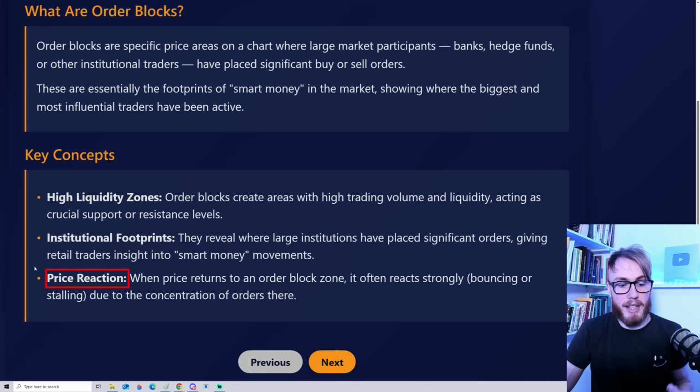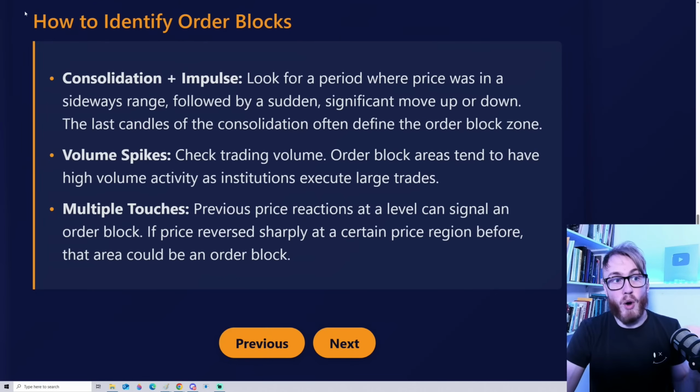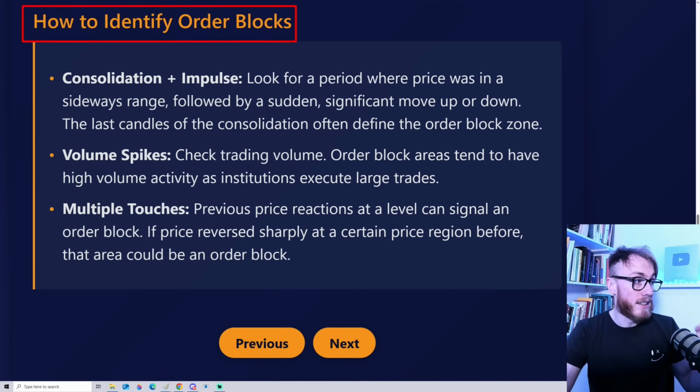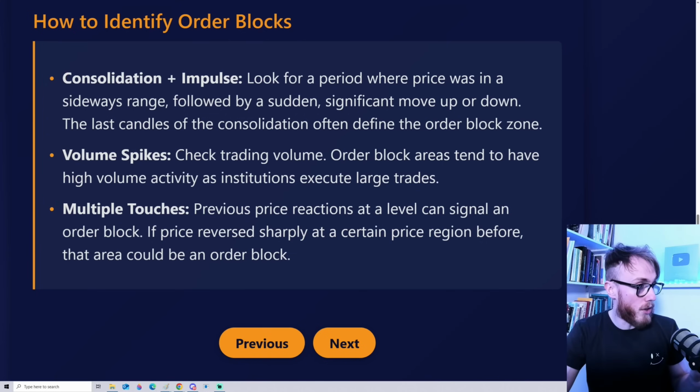Last but not least, price reaction. And this is a concept that you need to have in mind throughout the rest of the video. When the price returns to an order block zone, it can often react strongly, meaning bouncing or stalling due to the concentration of orders there. Alright, so now when you know the very basics of order blocks, you are ready to start learning about how to identify the order blocks. First, let's take a look at these three concepts, and we will very soon move over to a real chart. But first of all, we need to learn about this.